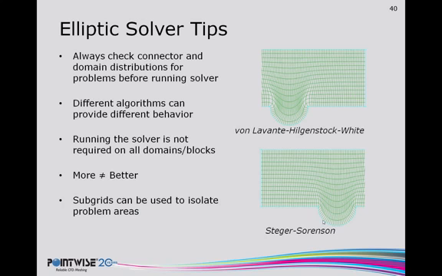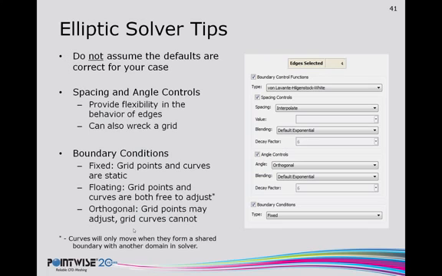Also, if you have just one small area of a grid that needs a little more work, you can use subgrids to isolate those problem areas. That way you're not unnecessarily running the solver on other portions of your grid that are already of sufficient quality.